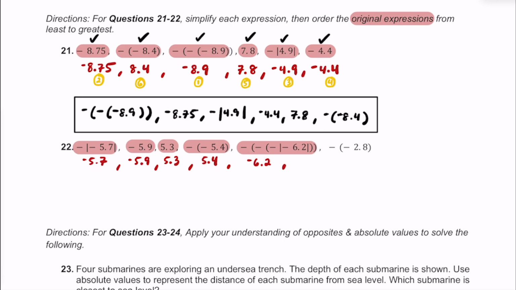Then we have one more expression here at the end. We have the opposite of this negative 2.8. That's one way to think about it. And that would be positive 2.8, because the opposite of a negative number is a positive number.